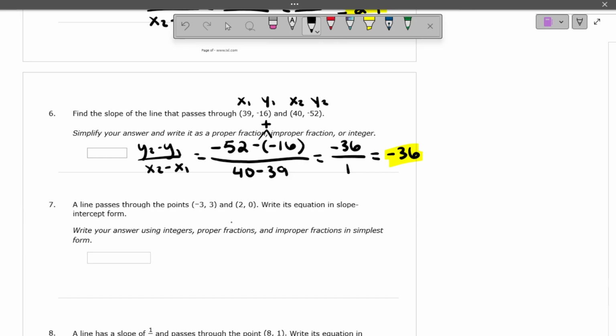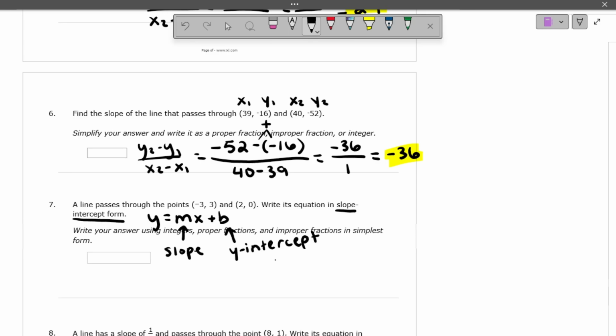And then another line passes through these 2 points, but this time it says write its equation in slope-intercept form. So instead of just finding the slope, we're going to write an equation. So slope-intercept form is our y equals mx plus b form, where m is our slope and b is our y-intercept, hence the name slope-intercept form. So let me finish writing that out.